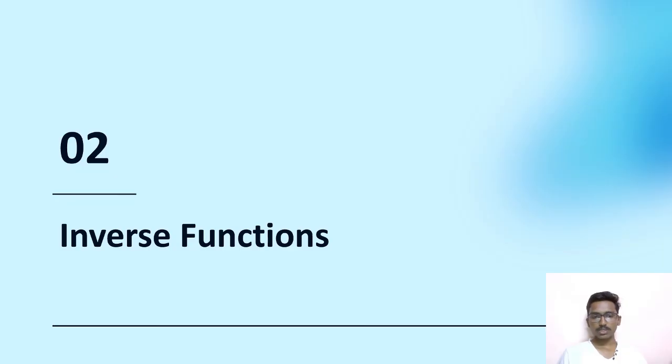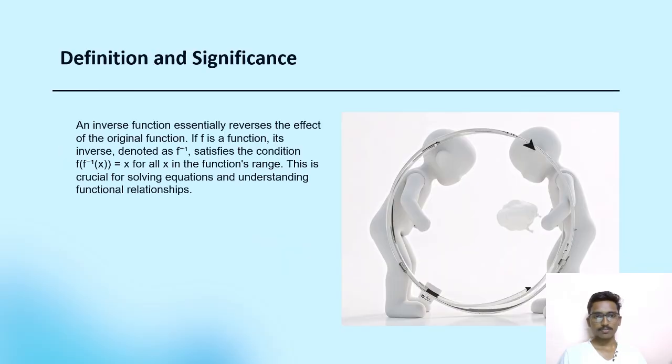Let's move to inverse functions. An inverse function essentially reverses the effect of the original function. If f is a function, its inverse, denoted as f to the power minus 1, satisfies the condition f of f inverse of x is equal to x for all x in the function's range. This is crucial for solving equations and understanding functional relationships.